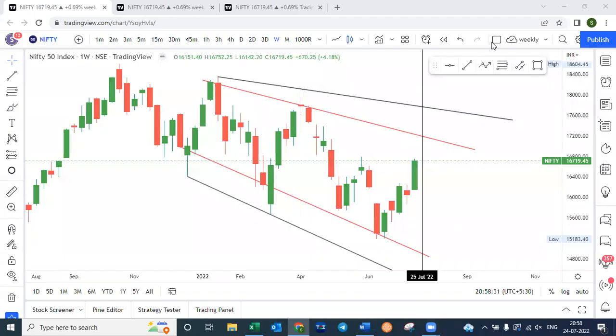Good evening, friends. This video is to understand the range in which Nifty 50 can move in the week starting from Monday 25th to Friday 29th of July. This is a weekly analysis and not a daily analysis. For the daily analysis, I shall make one more video.